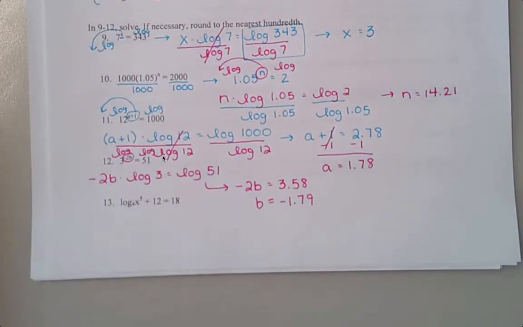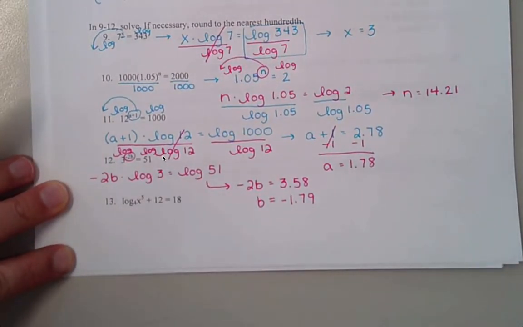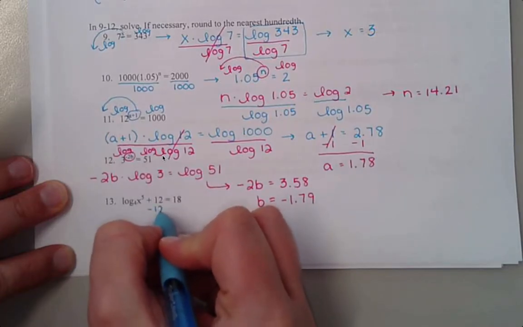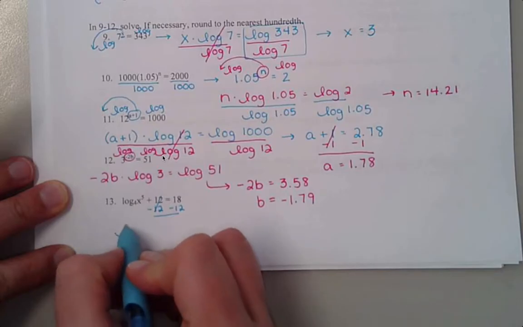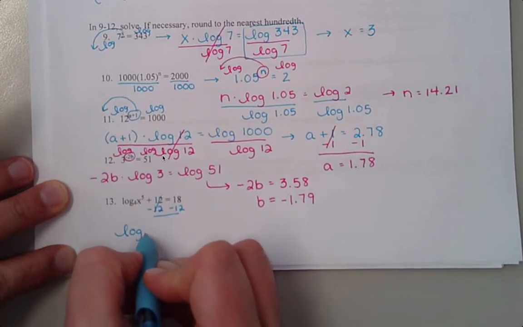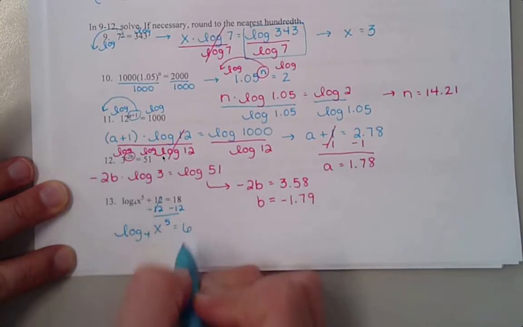Okay. This last one, number 13, I got lots of questions on this one in class. So I hope that you agree with me that the first thing we're going to need to do here is get rid of that 12, right? So I'm going to minus 12, and I end up with this log base 4 of x to the 5th power equals 6.